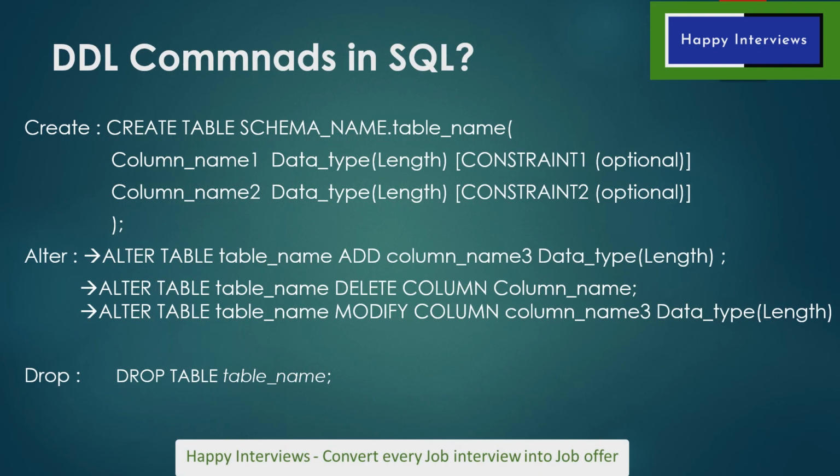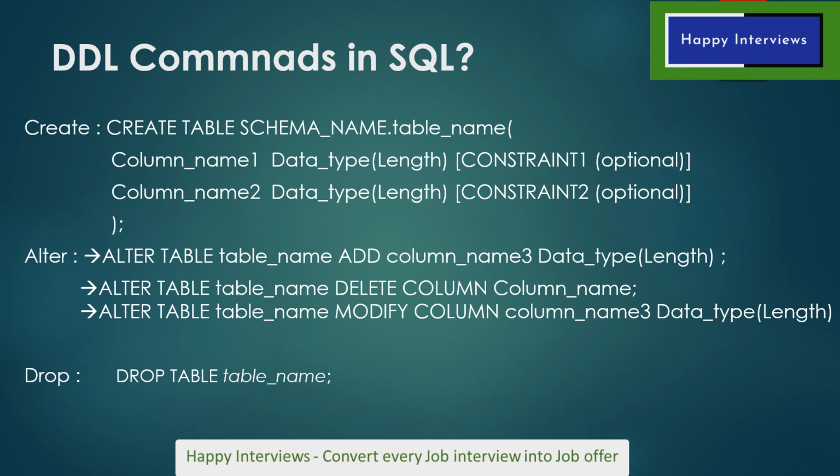So this is the last question of this video: DDL commands in SQL. These are the three major commands: create, alter, drop. How do we create a table in SQL? Create table, schema name dot table name, then column name, data type, and in the braces the length, and optionally a constraint like unique, primary key, not null, default, all the constraints that we studied in our SQL interview questions part 2 video. So those constraints we can give here.